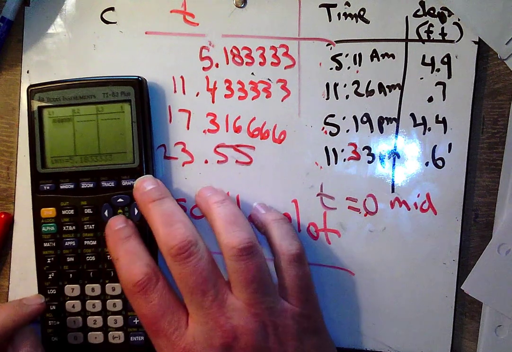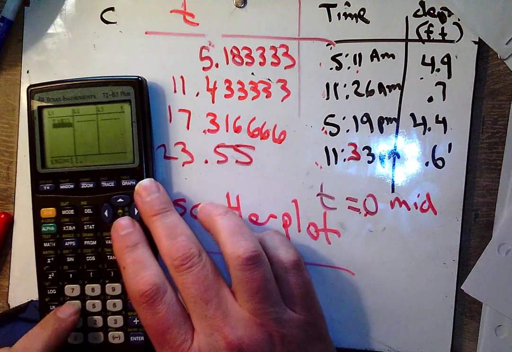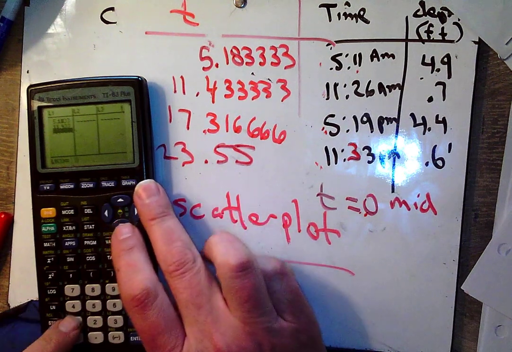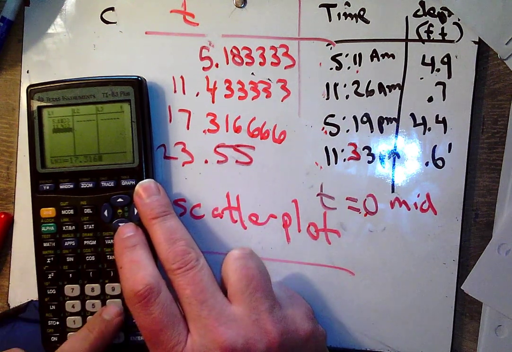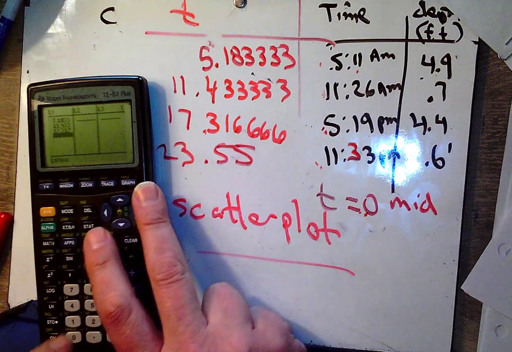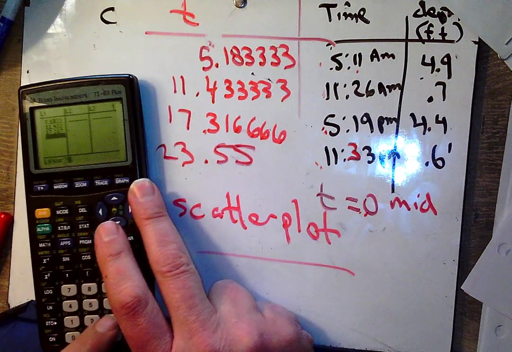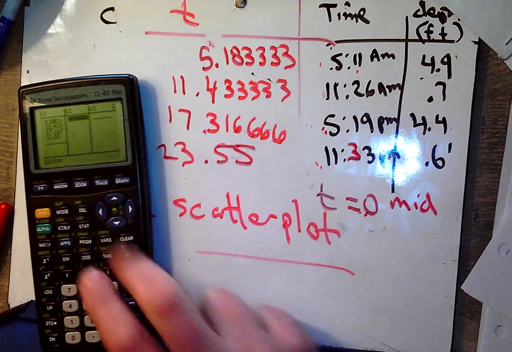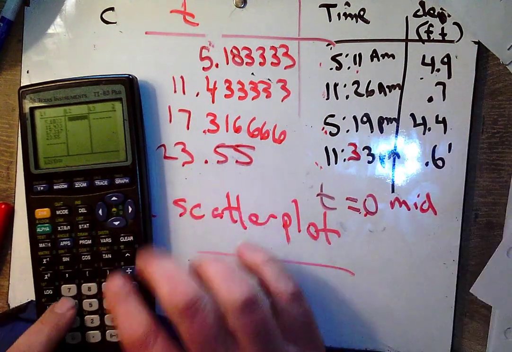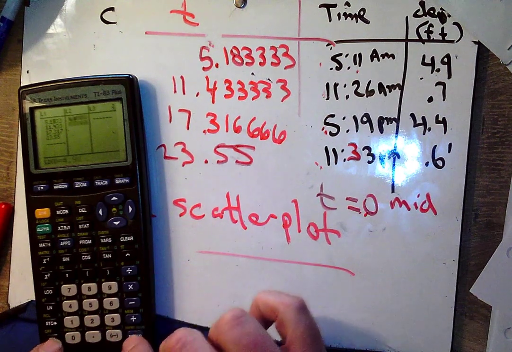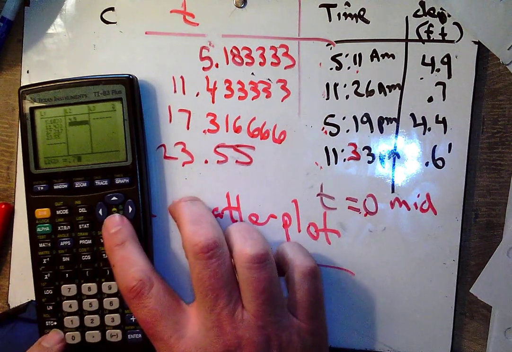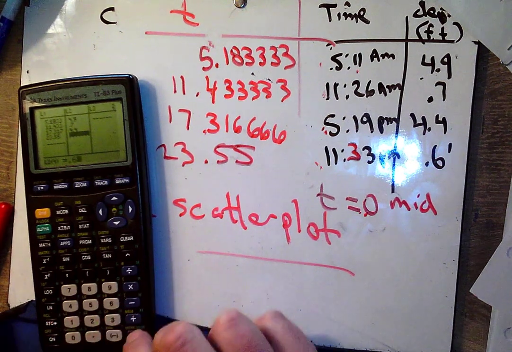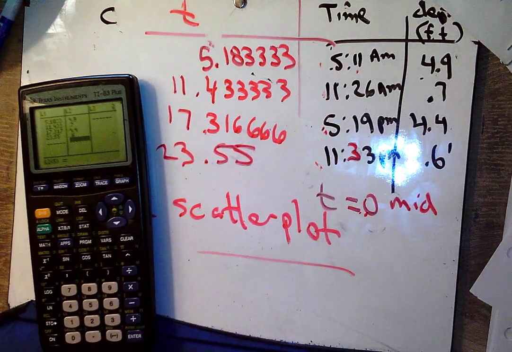All right, so in L1, I said I was plugging in the times, 5.184 and 11.4333 and 17.31666 and 23.55. Okay, so I've got our 4 times in there, and now let's place the depths. 4.9, 0.7, 4.4, and 0.6.